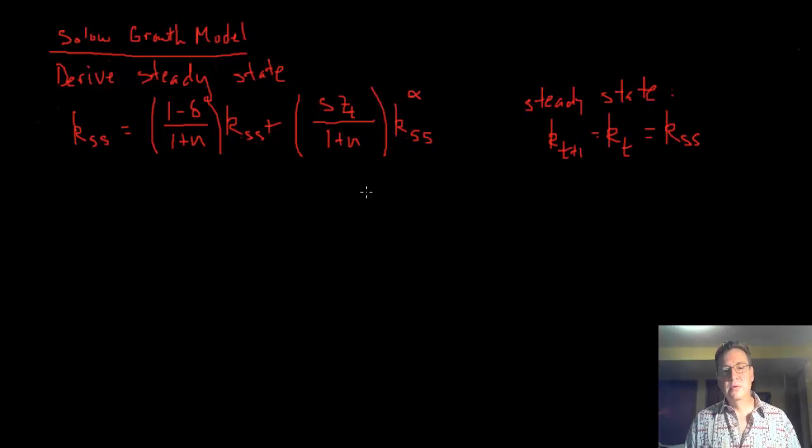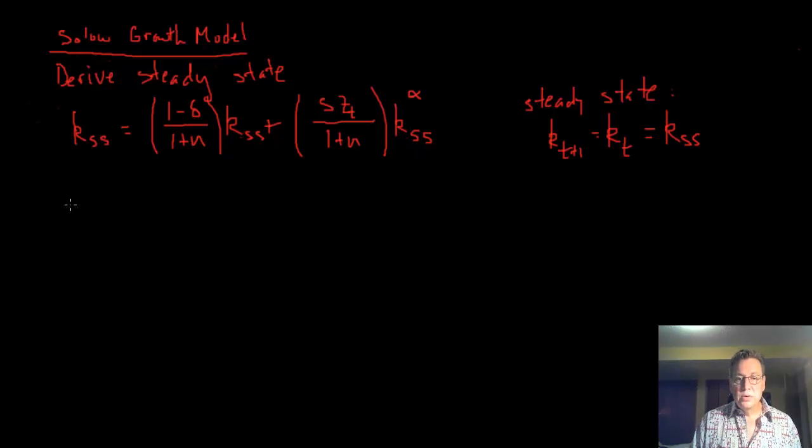Well, now what do we have? One equation in one unknown. The one unknown is k_ss. So it's just a matter of algebra now to solve for what the steady state capital stock is in terms of these exogenous things or these parameters.